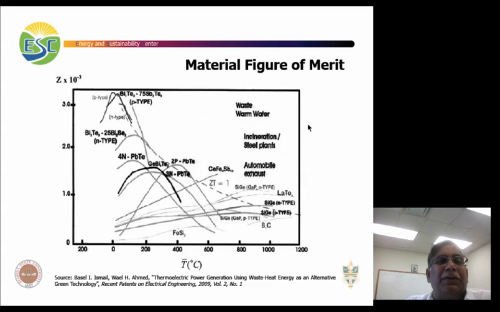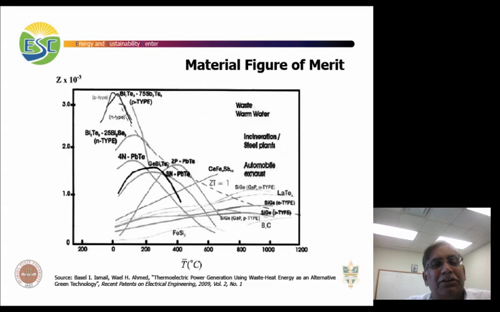And this is, for example, the figure of merit for a bunch of materials, and the silicon germanium is right here, and here you have the telluride and the lead and so on and so forth. So this is for the warm water, this is for the automobile exhaust. These are different applications. This is for the steel plants where you have the high temperature. So depending on the temperature range, you figure out these two materials. There's a P-type and N-type material here. You figure out the different material combinations to get the value for Z.